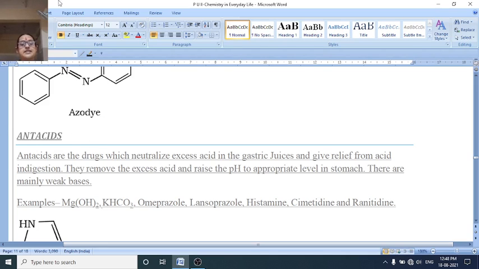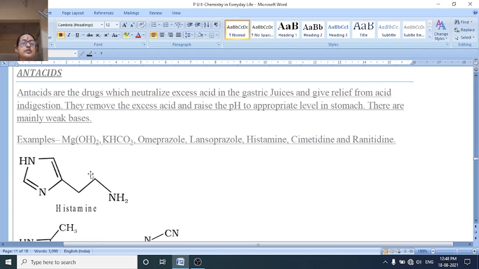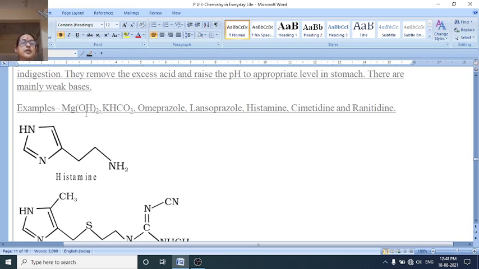Next we are going to move on to antacids. What are these antacids? These are the drugs which neutralize excess acid in the gastric juice and give relief from acid indigestion. They remove the excess acid and raise the pH to an appropriate level in the stomach. They are mainly weak bases. Here are the examples of it: magnesium hydroxide and potassium bicarbonate.